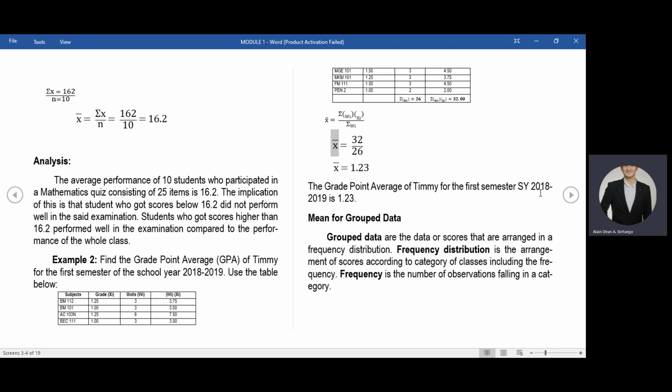Now, we already have solved for the mean for the ungrouped data. On the other hand, we have what we call grouped data. These are the data or scores that are arranged in a frequency distribution. What is a frequency distribution? It is the arrangement of scores according to a category of classes, including the frequency. Frequency is the number of observations falling in a category.